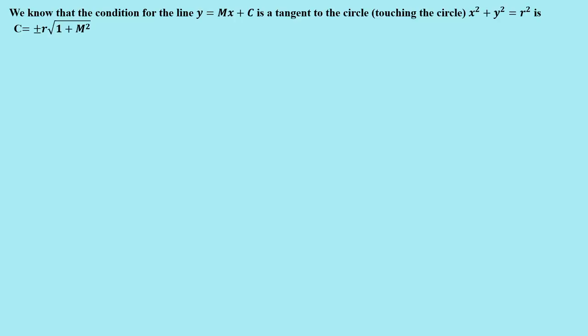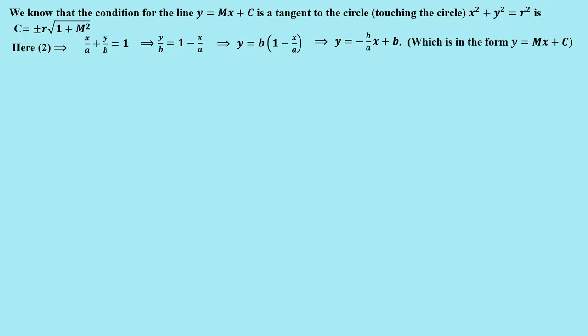So the condition is C equal to plus or minus R into root of 1 plus m square. Equation 2 implies x by a plus y by b equal to 1. So we are just rewriting it in the form y is equal to mx plus c, where m is the slope. y by b is equal to 1 minus x by a, so y is equal to minus b by a x plus b. So m is clearly the coefficient of x, minus b by a. Capital M is equal to minus b by a, and capital C is the constant term, that is b.